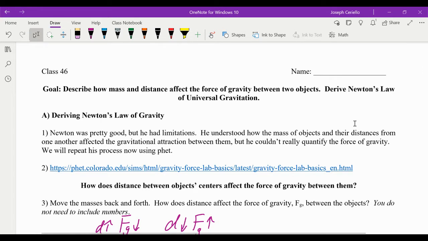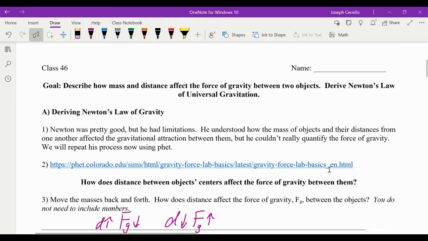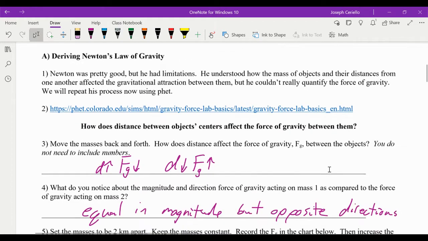So what we're doing is we're not quantifying the force of gravity in this class. We're just trying to understand how the force of gravity changes when we change the mass of either object, and how it changes when we change the distance between those objects. There's a simulation here. Get that open if you didn't do it in class.